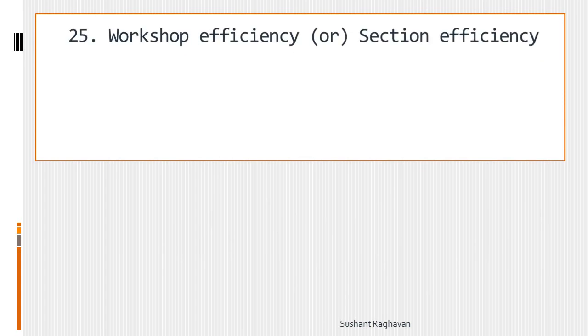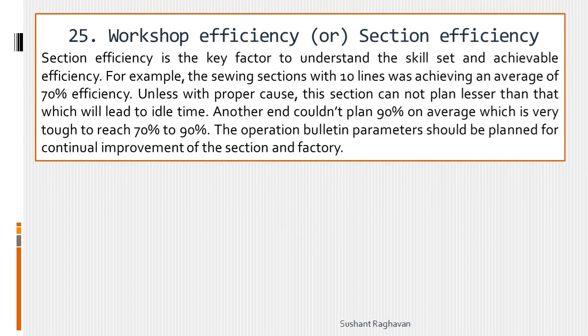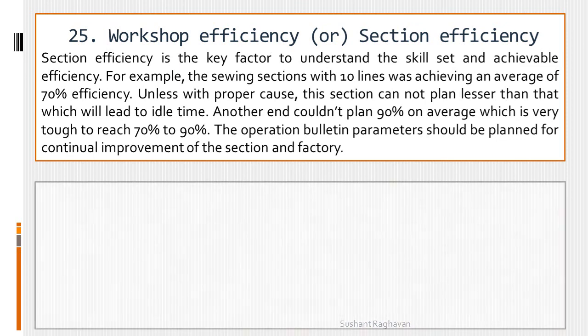Workshop efficiency or section efficiency. Section efficiency is the key factor to understand the skill set and achievable efficiency. For example, a sewing section with 10 lines was achieving an average of 70% efficiency. Unless there is a proper cause, this section cannot be planned lower than that, which would lead to idle time. On the other hand, we couldn't plan 90% on average, as it is very tough to reach from 70% to 90%. The operation bulletin parameters should be planned for continual improvement of the section and factory.